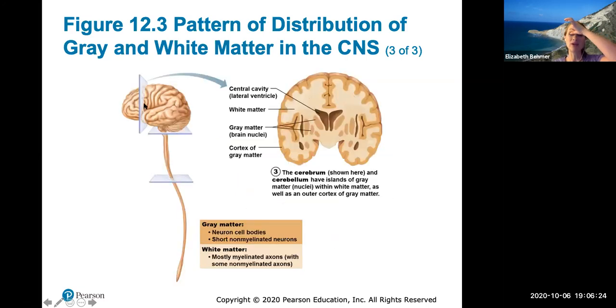Another look at the brain, this is a look through, I guess, a frontal coronal section. You can see the gray matter forms the cortex on the outer layer of the brain with the white matter more inside.